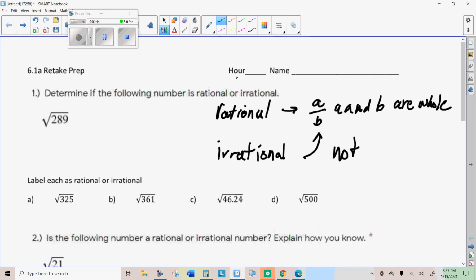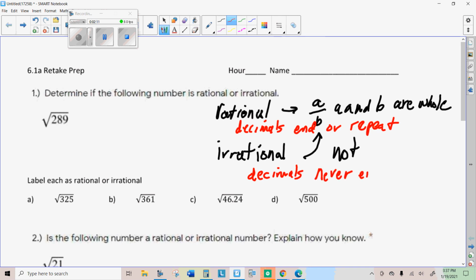So let's add to this, and I'll put it in red here. Rational decimals end or repeat in a pattern. Irrational decimals never end and are random.